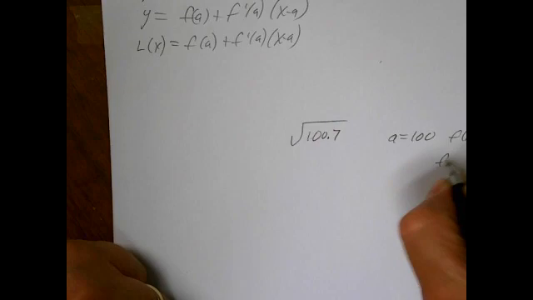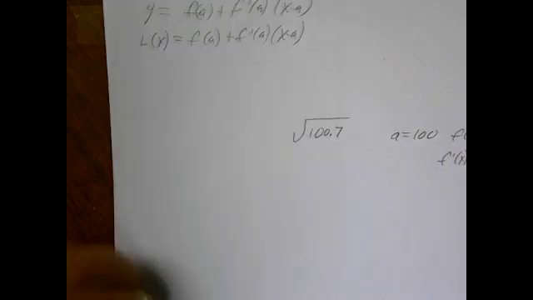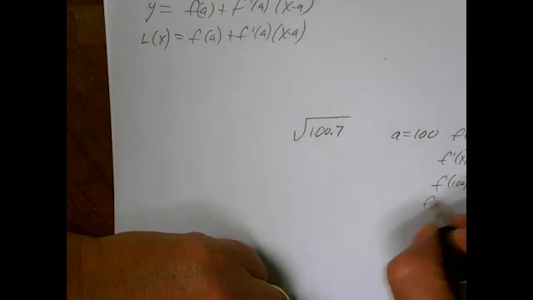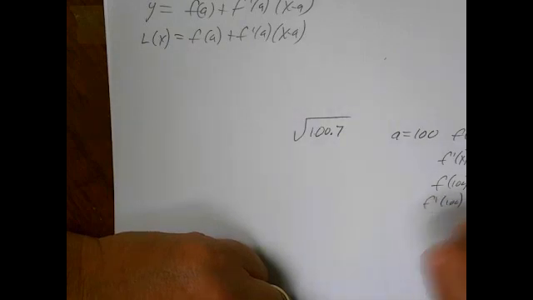So I'm going to need the derivative. The derivative of square root of x is 1/2 times x to the negative 1/2 power. f of 100 is 10. That's easy to evaluate. f prime of 100, lucky for us, is not a problem either, because this can be written as 1/(2 square root of x). So f prime of 100 is 1/(2 square root of 100), which is 1/20th.